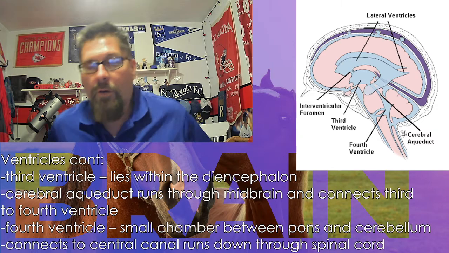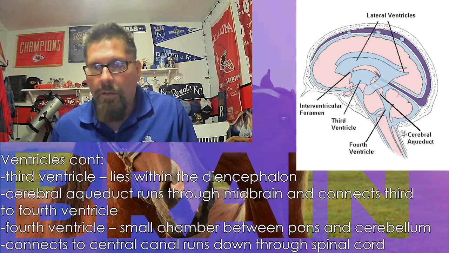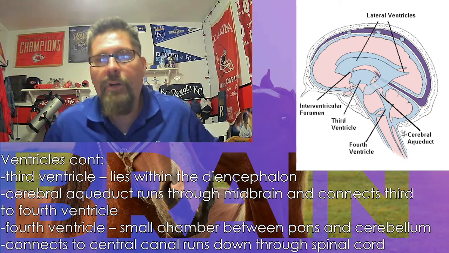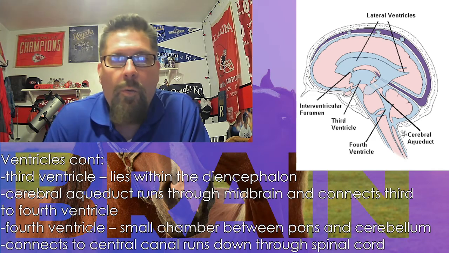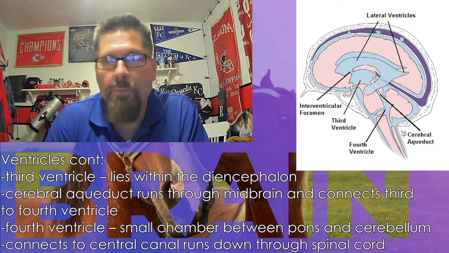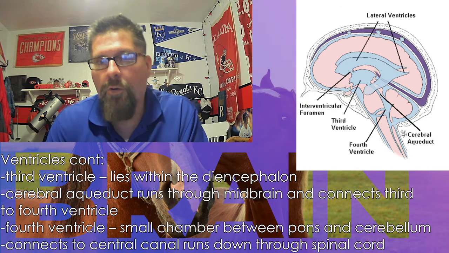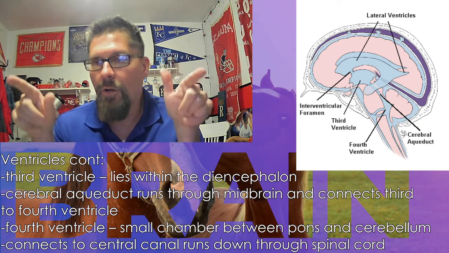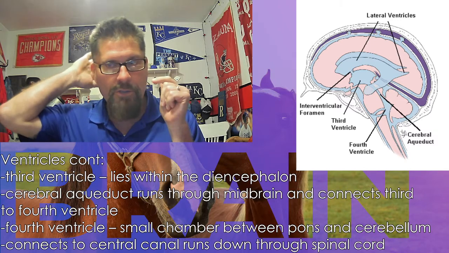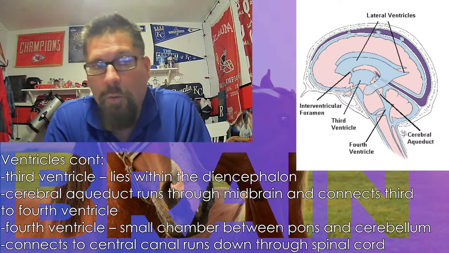We all understand, or we should understand, what an aqueduct is: a water movement area. You could think of a stormwater runoff as an aqueduct, or just a pathway for water to move. It moves down into the fourth ventricle, and then it goes out to all the other areas around the brain, wrapping around, as you can see there. And it also goes down into the spinal cord from there.